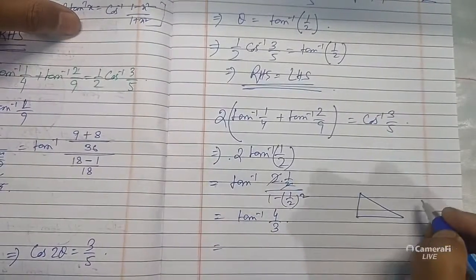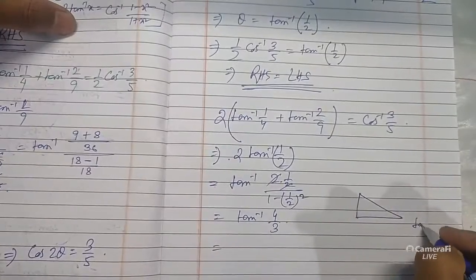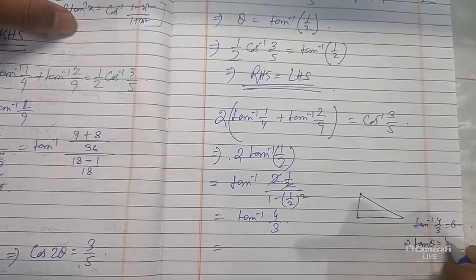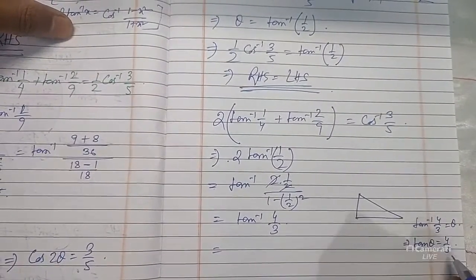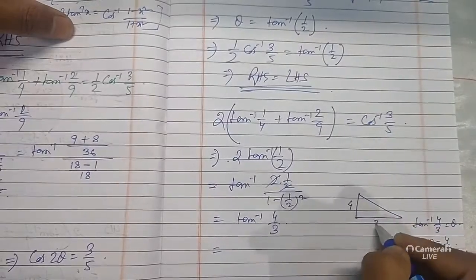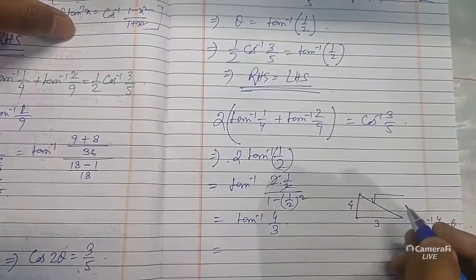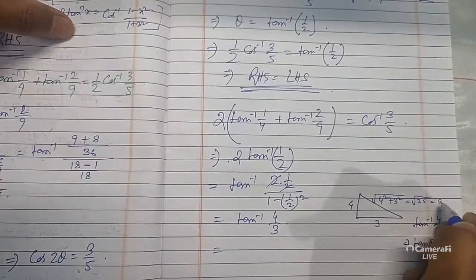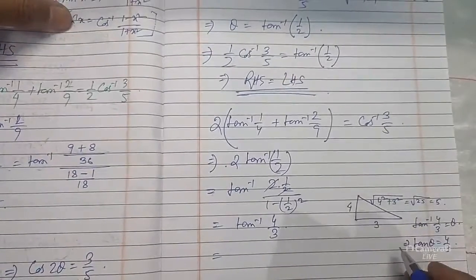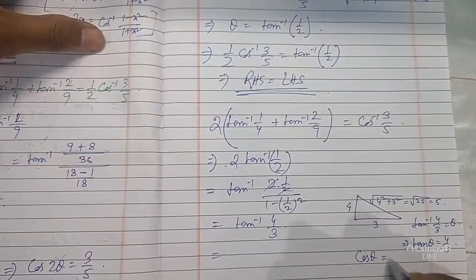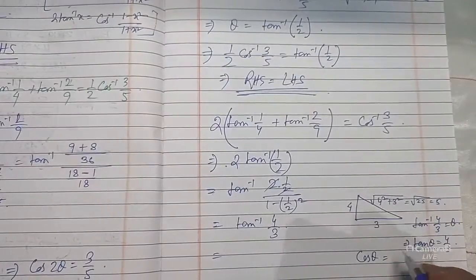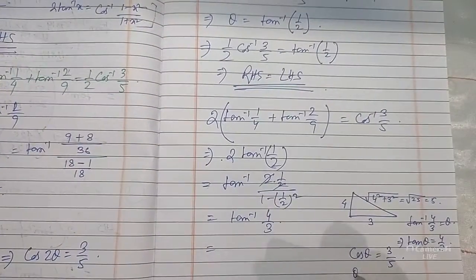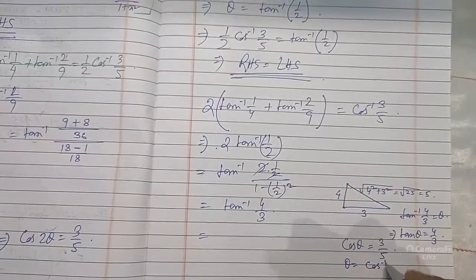We know that if you let tan inverse 4 by 3 equals theta, then tan theta equals 4 by 3. We know that tan theta equals perpendicular by base, so perpendicular is 4 and base is 3. So what will be the hypotenuse? Root under 4 square plus 3 square, that is root under 25 equals 5. So hypotenuse is 5. So what will be the value of cos theta? Cos theta equals base by hypotenuse, that is 3 by 5. Now what will be the value of theta? So theta equals cos inverse 3 by 5.